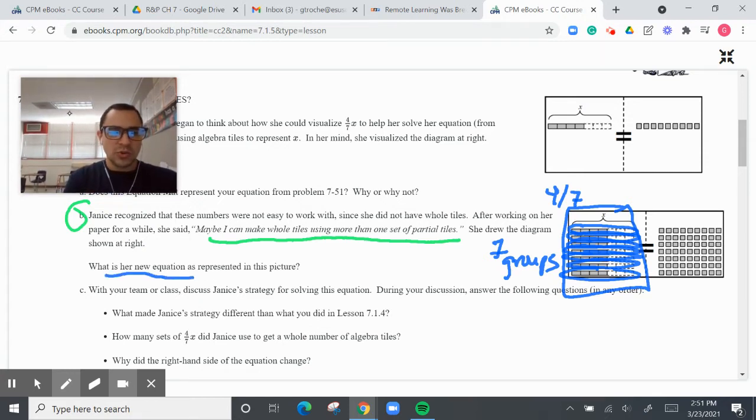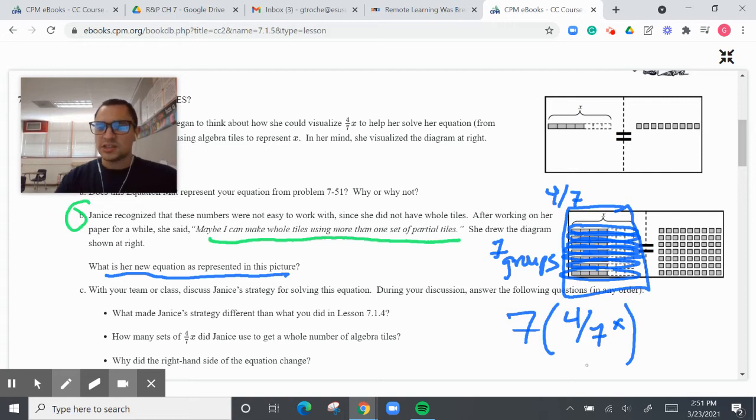So what is our new equation represented in this picture? So there's 7 groups of 4/7 x. So that's pretty much what we're doing. And then what do we have here? Again, we have 1, 2, 3, 4, 5, 6, 7 groups of 9. So what we're doing is we are multiplying both sides of the problem. All right.